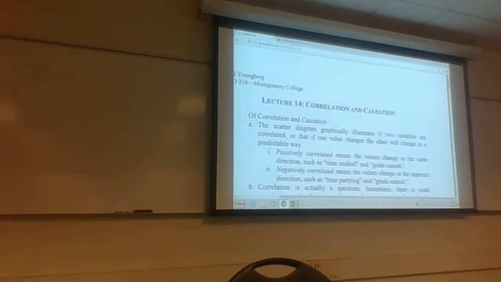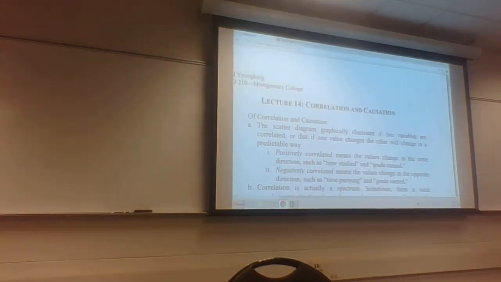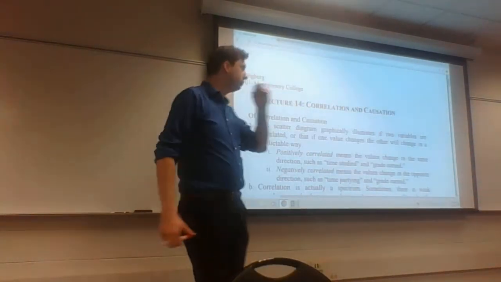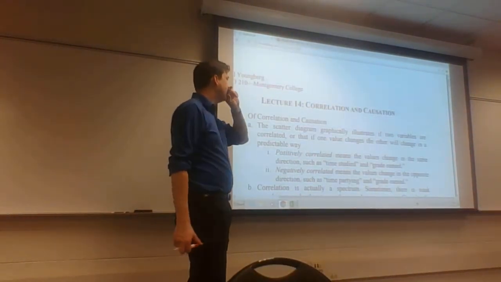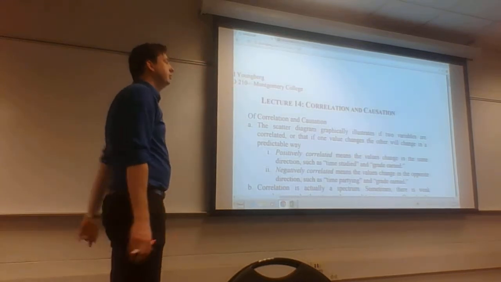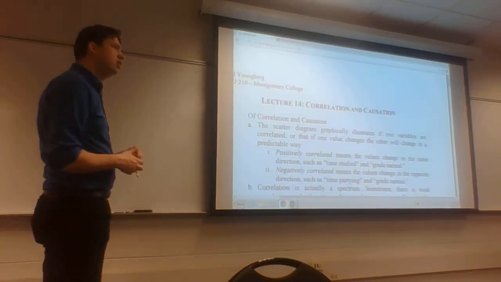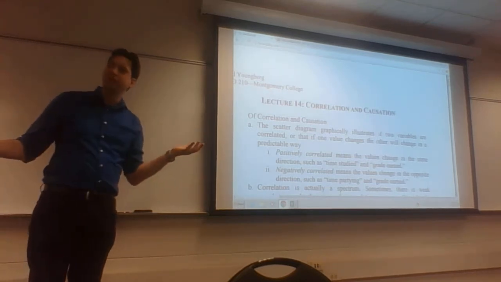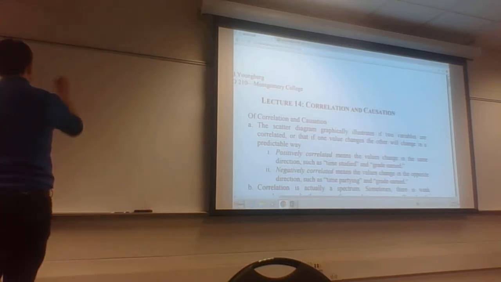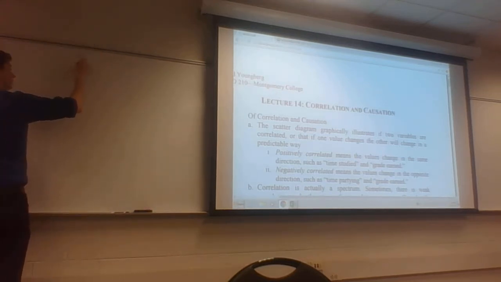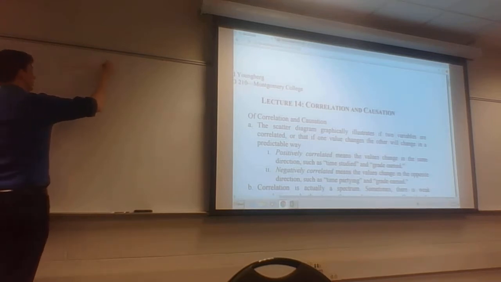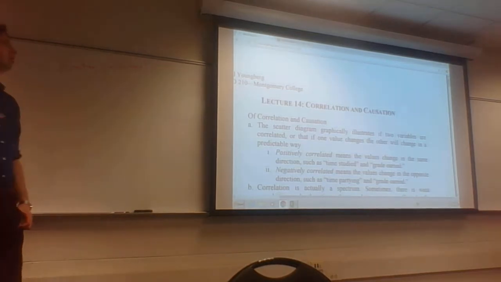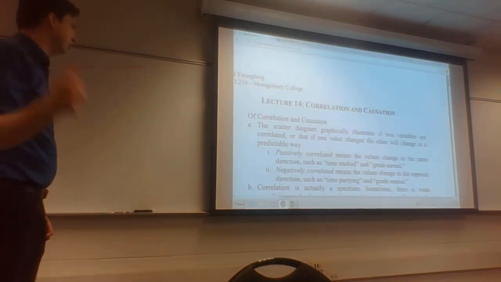Yes, so what does correlation mean? It's like when things happen at the same time, but they're not necessarily close by each other. There's no proof that they're causing each other. They just happen at the same time, right? So we think in terms of two variables are correlated. They can either be positively correlated or negatively correlated. Positively correlated simply means that the values change in the same direction.